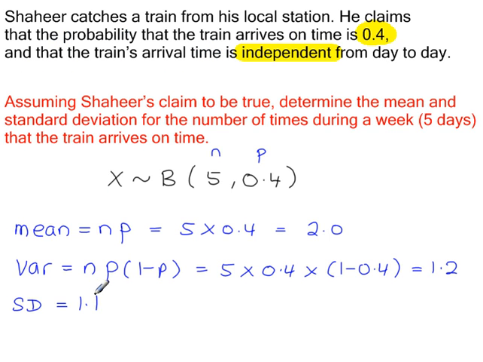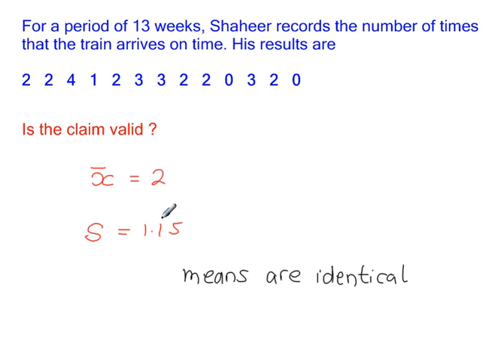Okay, the standard deviation here is 1.1. The standard deviation here is 1.15. So the standard deviations, they're not identical, but they are similar. So the means are identical, the standard deviations are similar. That means the claim is valid.